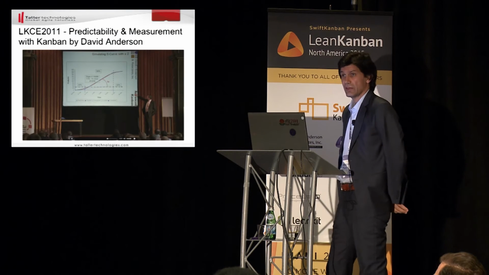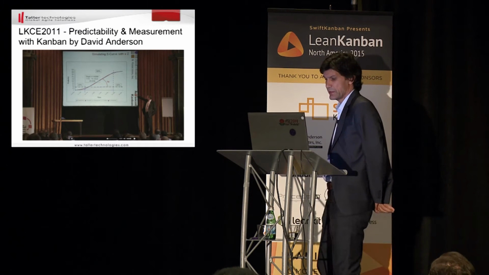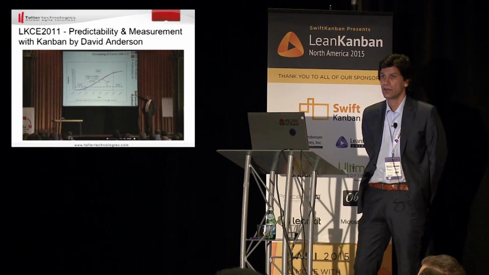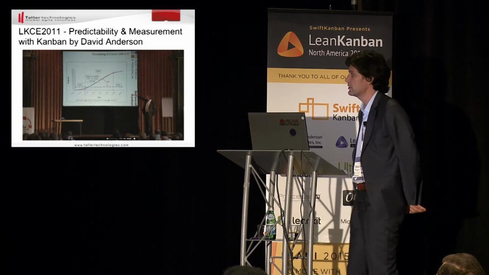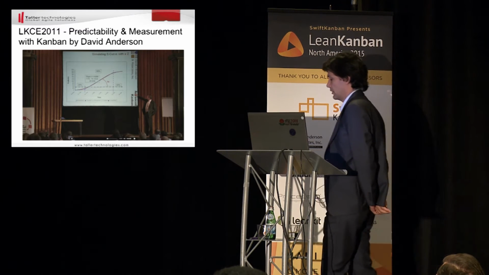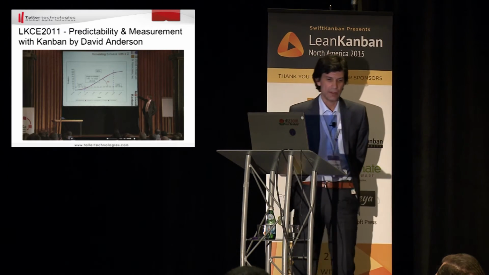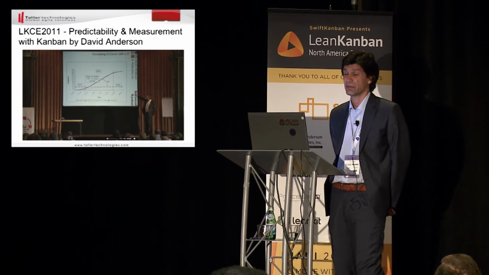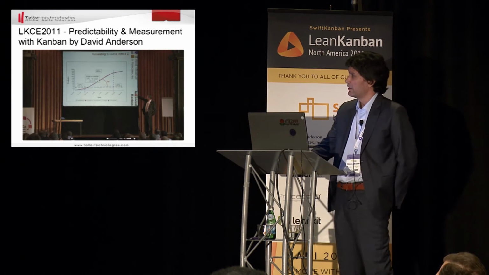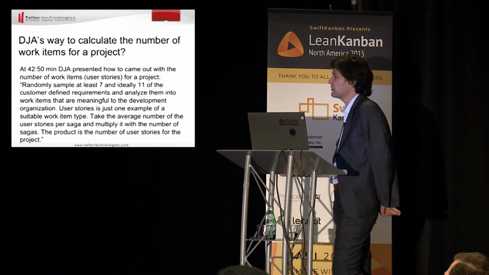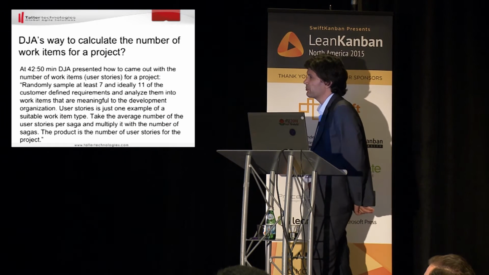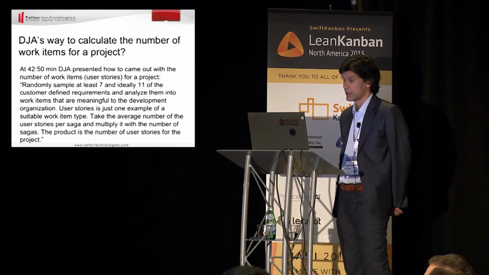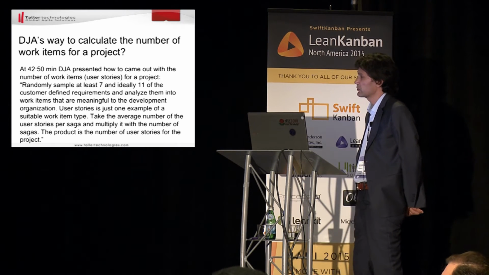So here, David probably is not in the room, but this is from Lean Kanban Central Europe back in 2011. And this is David Anderson showing how we can probabilistically plan a project, which is right now, I believe, part of the ESP training curriculum. And at minute 42, around there, he presented how to estimate the number of work items. In this case, it was user stories for a project.